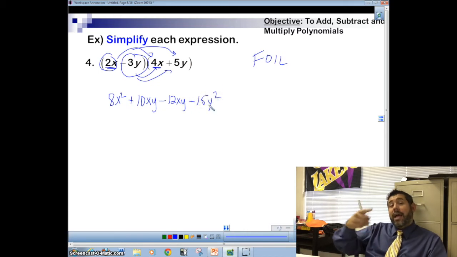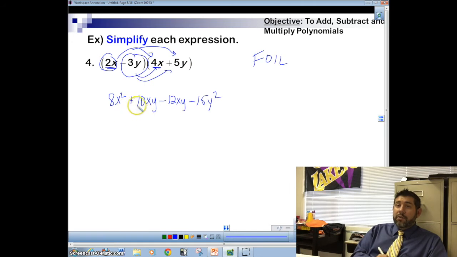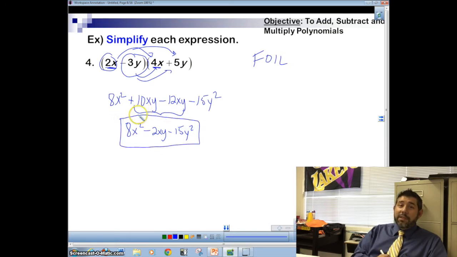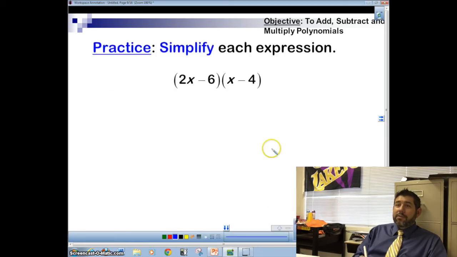Now, from this point, we're going to add our like terms. So these guys right here in the middle are our like terms. So we're going to have 8x squared minus 2xy minus 15y squared. Easy peasy. That's what I'm talking about, guys. All right? So why don't you practice this one?